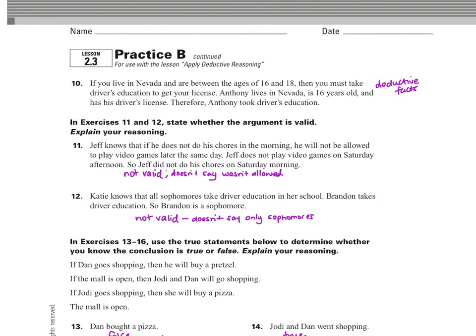All right, 10, if you live in Nevada and you're between the ages of 16 and 18, then you must take a driver education course to get your license. Anthony lives in Nevada. He's 16 years old and has his driver's license. Therefore, he took driver's education. That is deductive, based on facts.